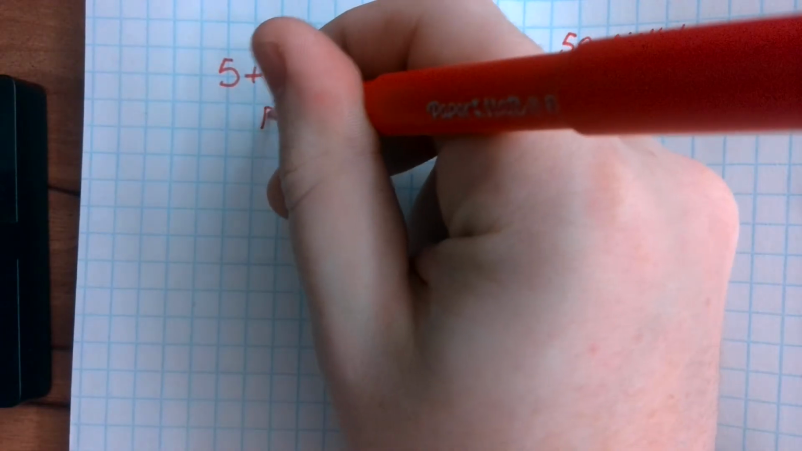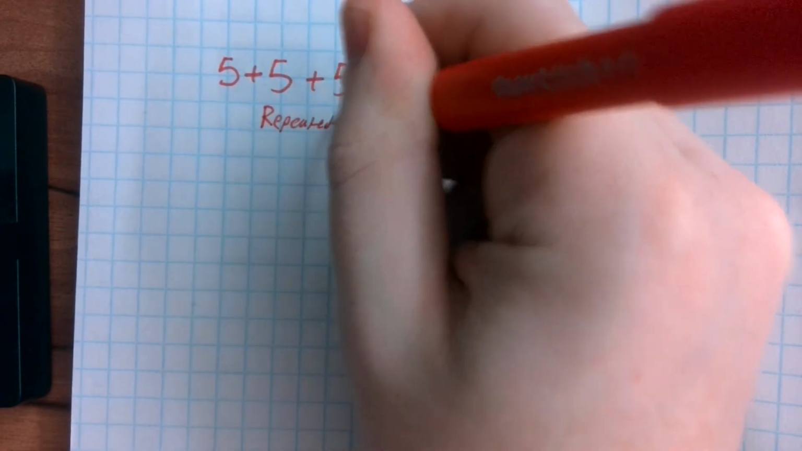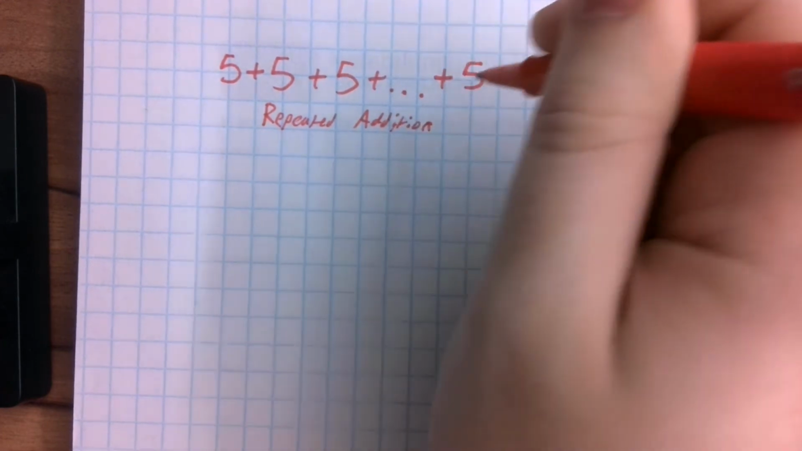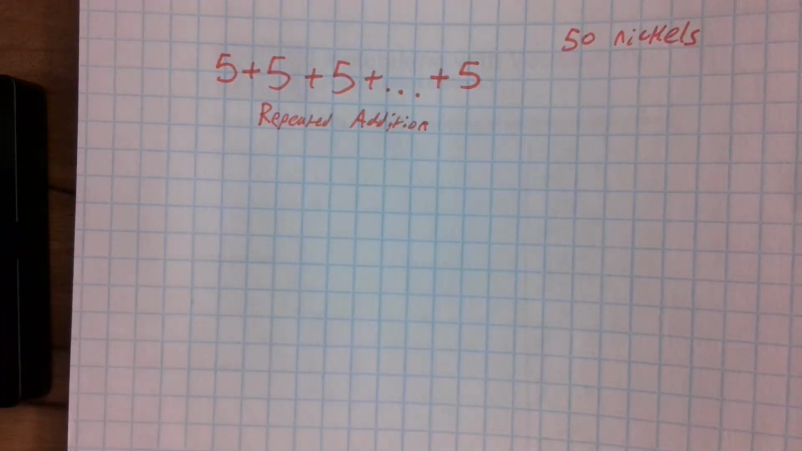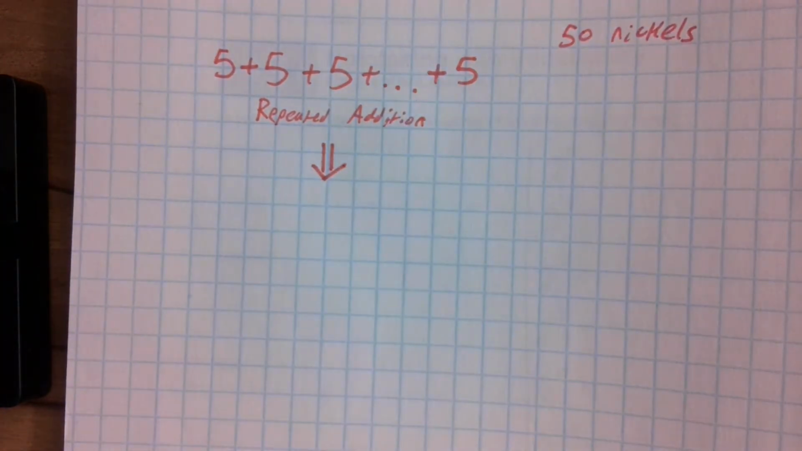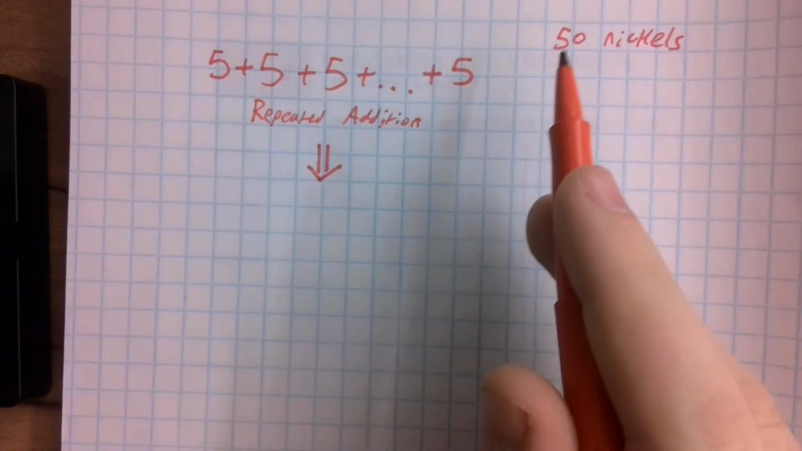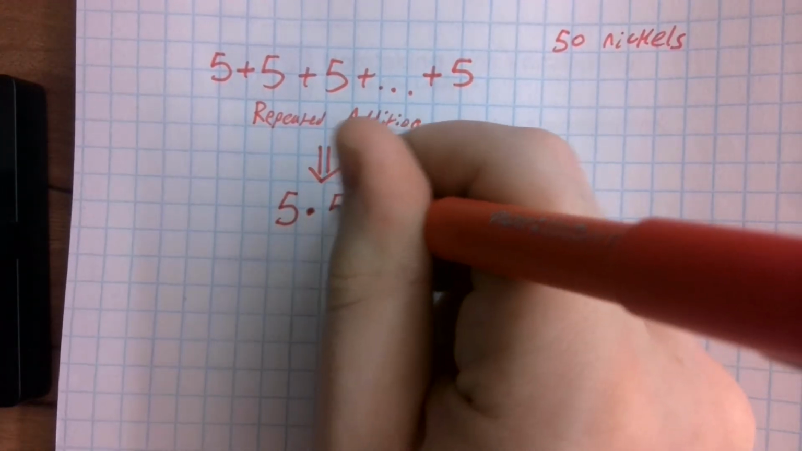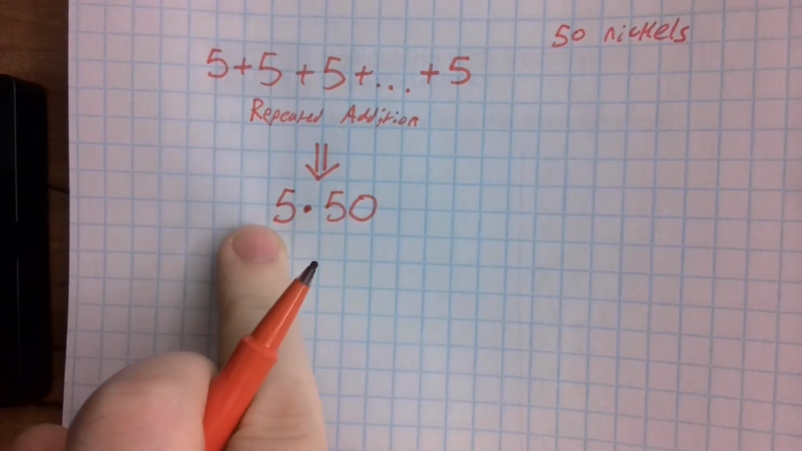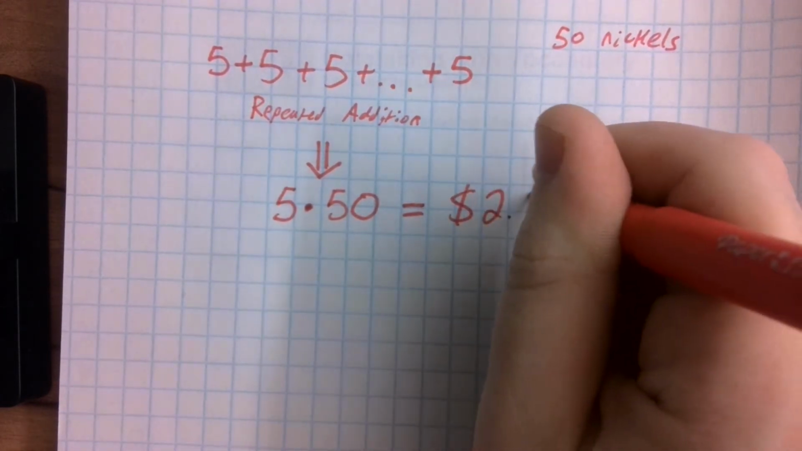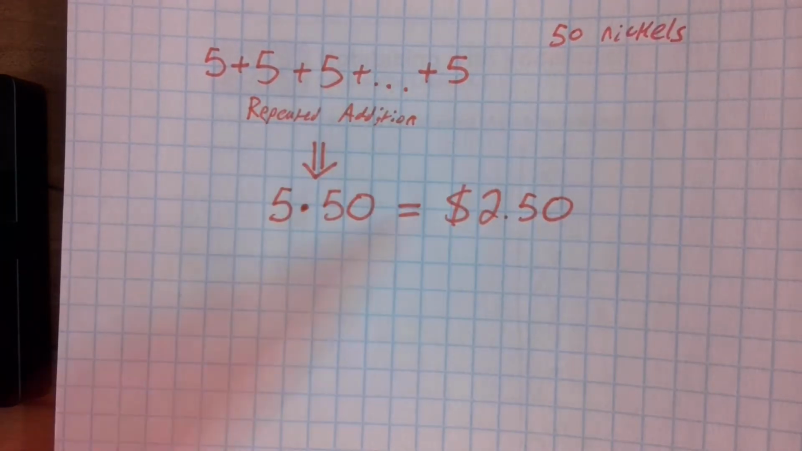Repeated addition is not the best way to count when you have a large number of things. Instead of counting 5 plus 5 plus 5 plus 5 plus 5 over and over again, how can I change this into a simpler problem for us? Well, 5, 50 times, we can just do 5 times 50. The amount of nickels I have times 5 cents. Well, that'll give us $2.50. And it's much quicker than counting up 50 nickels, right?